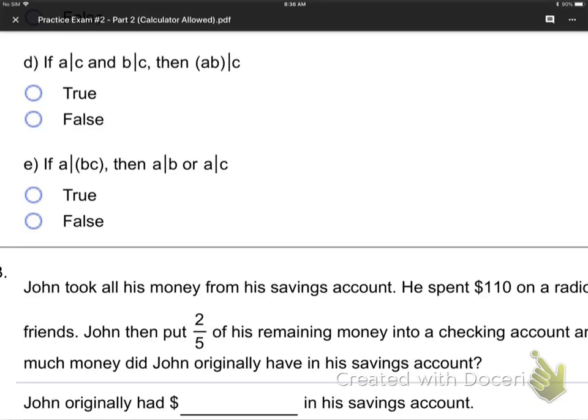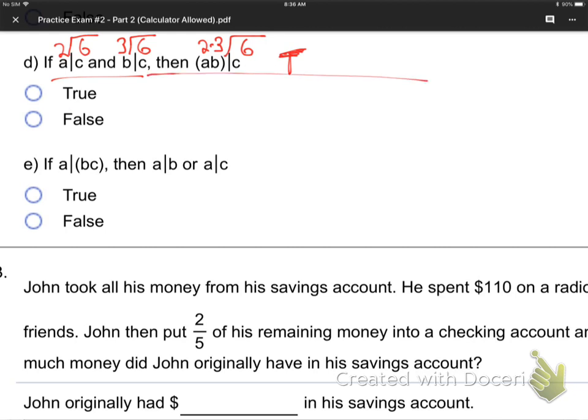If A goes into C, so I'm going to pick something like 2 goes into 6, and B goes into C, like how about 3 goes into 6? So I made the if true. You got to make the if work. 2 goes into 6, 3 goes into 6. Then A times B, 2 times 3 goes into 6. 6 goes into 6. Yeah, that's true. But this is one of those more tricky ones. It's true this time, but it's not always true.